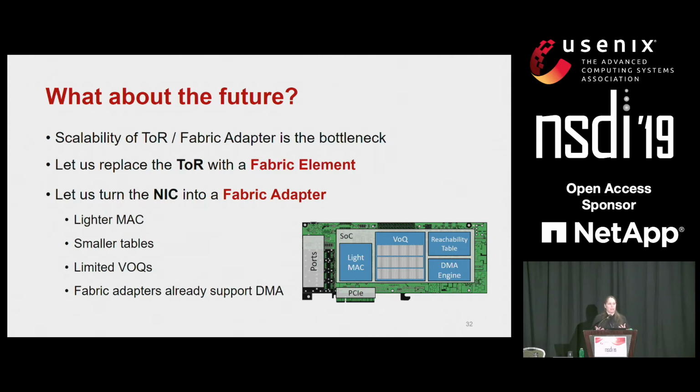And what we say here is that for the future, what we need to do is to push the complexity again further. Replace the top of rack, what is now the fabric adapter, with a fabric element and turn the NIC into a fabric adapter. The NIC will require a lighter MAC. It will require smaller tables. It will require some virtual output queues, but a limited number of those. And fabric adapter devices already support DMA today. So that's the way forward.